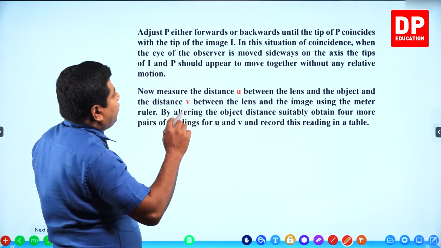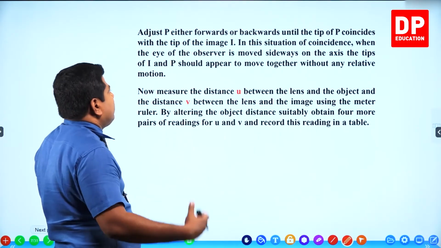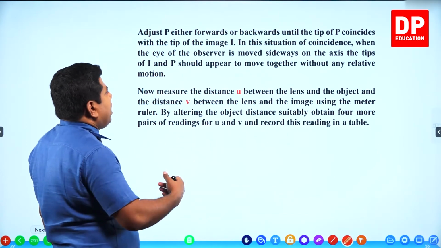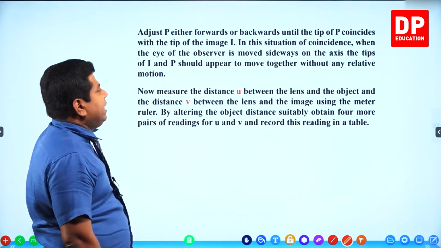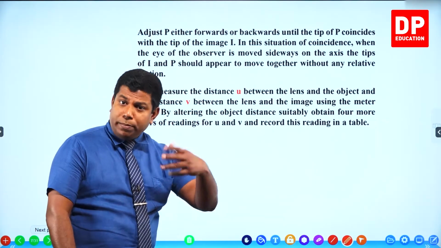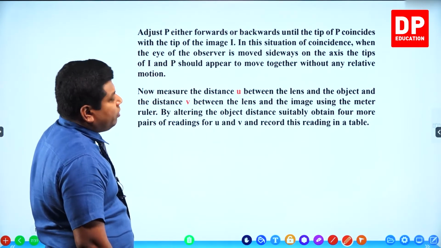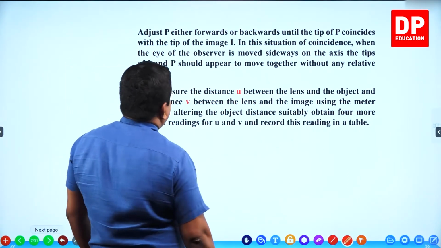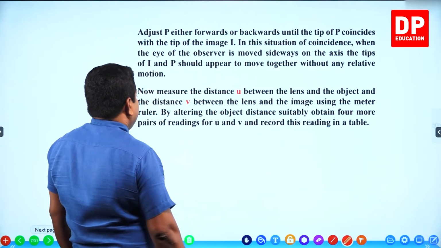In this situation of coincidence, when the eye of the observer is moved sideways on the axis, the tips of I and P should appear to move together without any relative motion. There should not be any relative motion. Now measure the distance U between the lens and the object and the distance V between the lens and the image using the meter ruler.